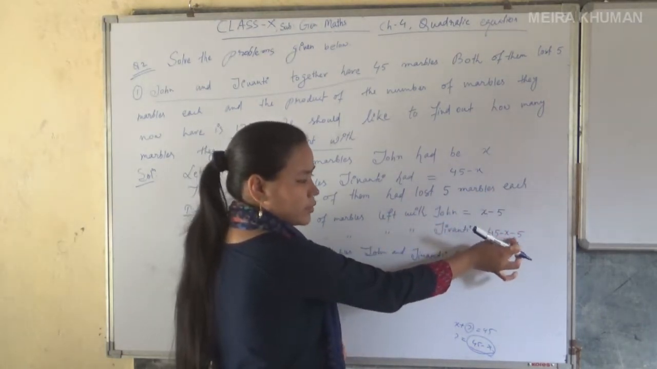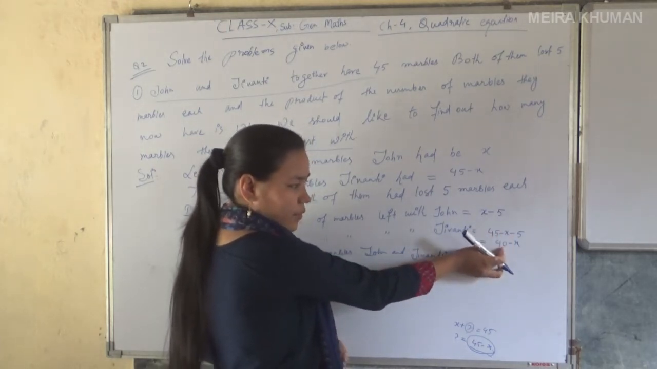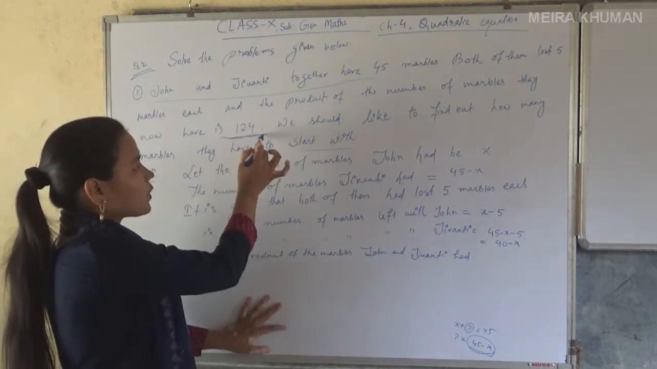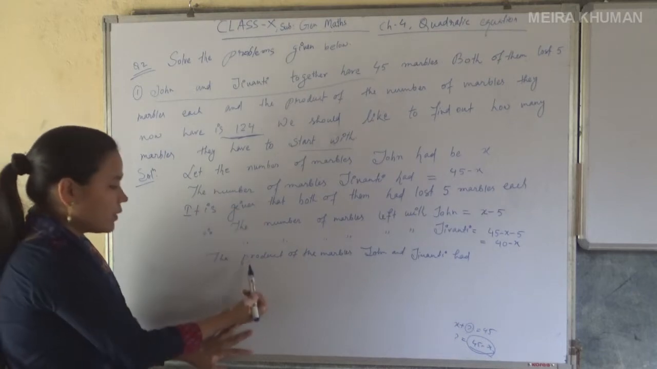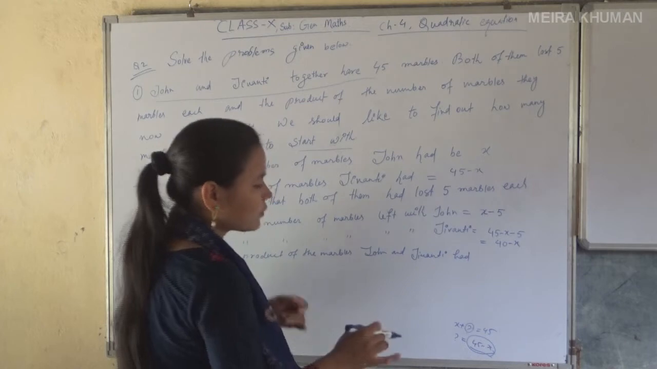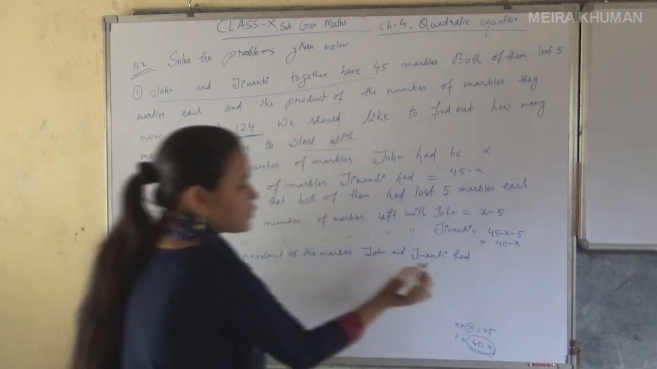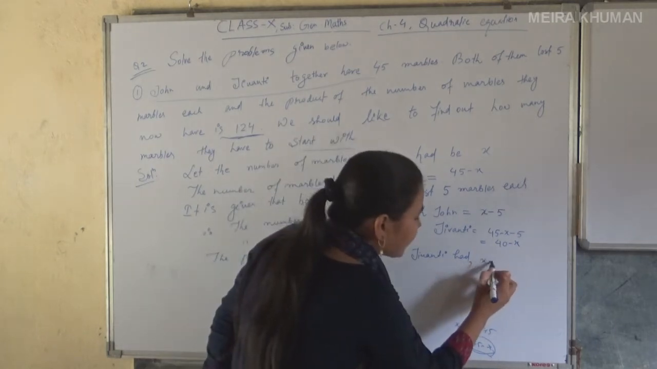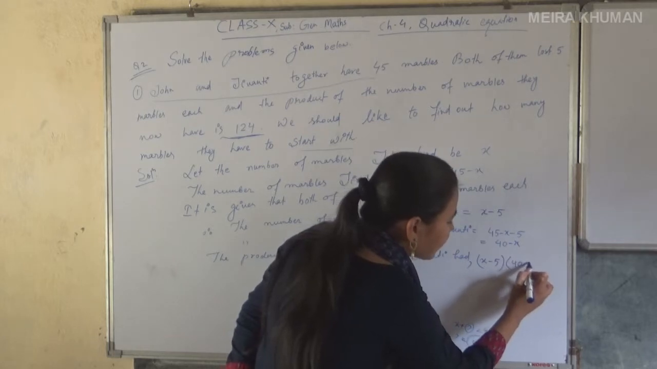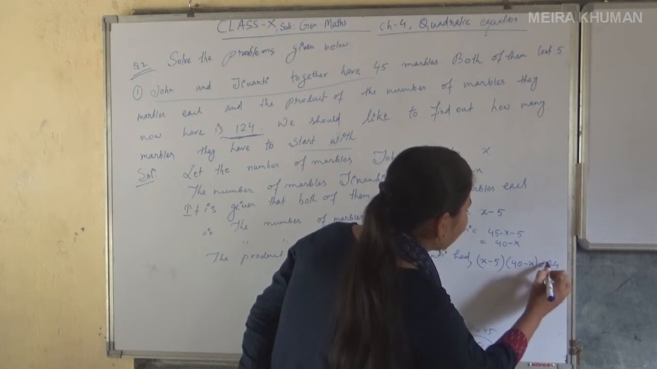So minus of 45 is plus, plus minus minus, 45 minus 5 is 40, then minus. So again, the product is given. The product of the marbles John and Jivanti had is also given: 124. So here you can write (x minus 5) into (40 minus x) is equal to 124.